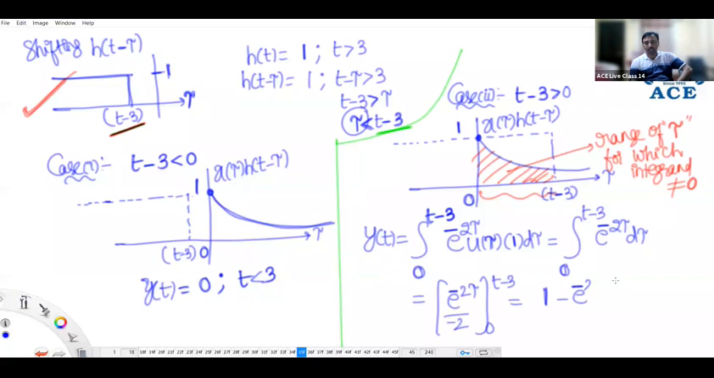So this is the answer valid for t greater than 3. When we assume t minus 3 greater than 0, we got overlap for the range 0 to t minus 3.